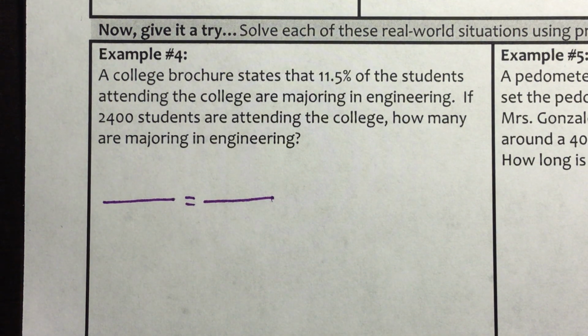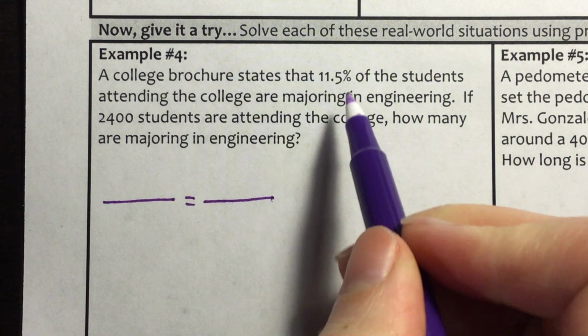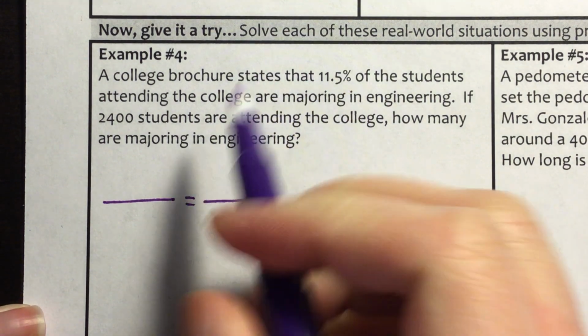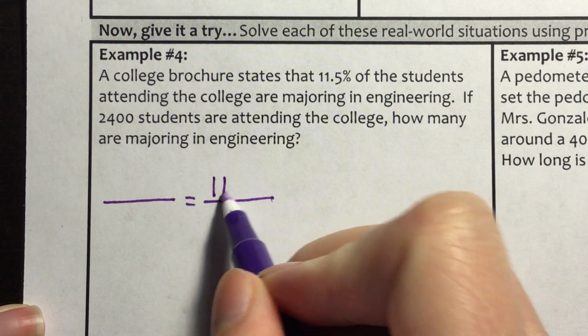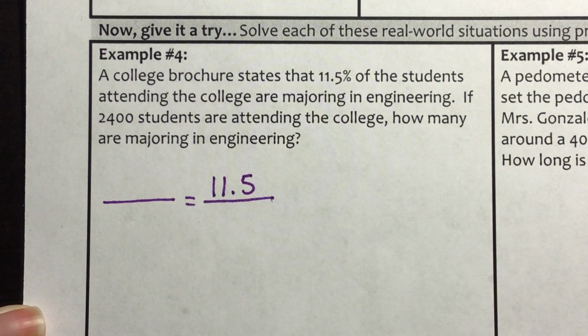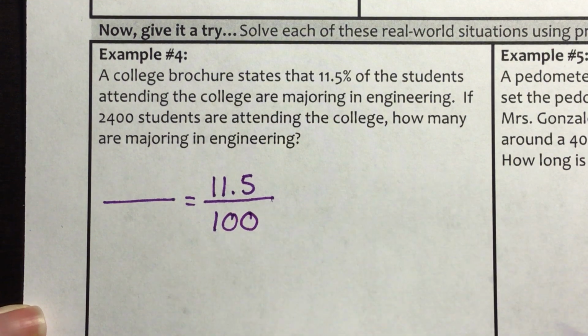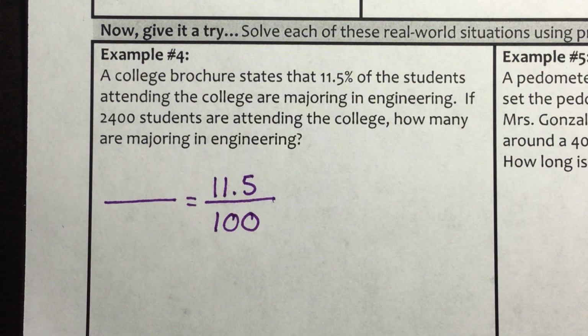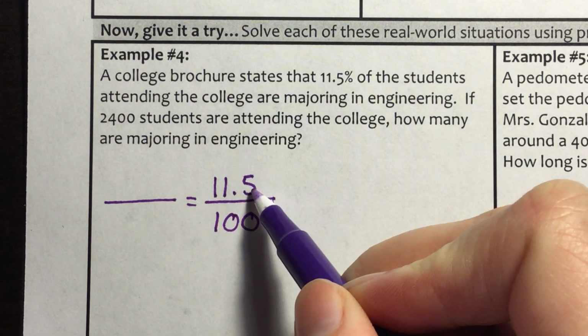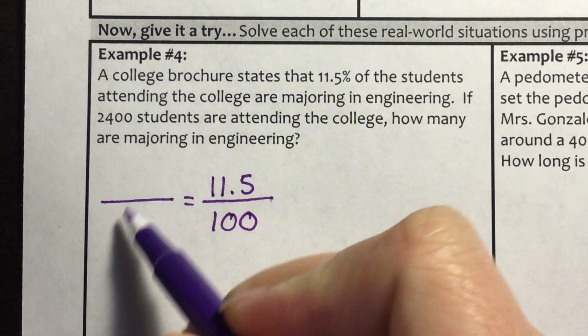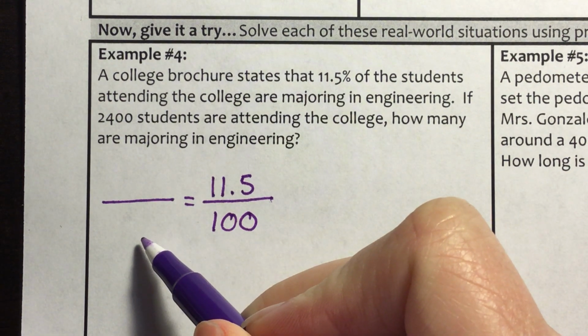Okay, one of the fractions, it doesn't matter which one, gets the percent over 100. So we know that we have 11.5% of the students, so that's going to be on top, 11.5. Don't put the percent sign, that'll mess up in your calculator. 11.5 over, and then 100 goes on the bottom. Okay. Now the smaller number is on top and the bigger number is on the bottom, and that's going to be the same thing over here.